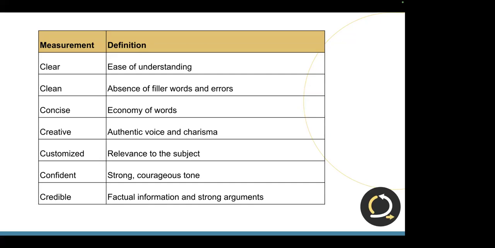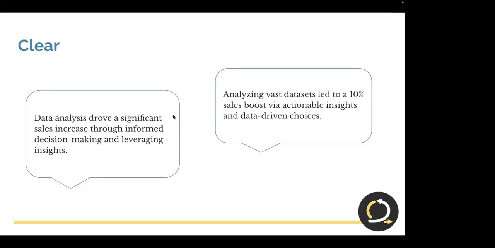As we can see here, we have the 7 elements. They are clear, clean, concise, creative, customized, confident, and credible. So let's dive into each one of them to know what they are all about. Clear is the ease of understanding, how we can make our communication understandable for other people. First, we will take an overview here, then we'll go to the practical section after. So after we talked about the clear, it's the ease of understanding, as we said.